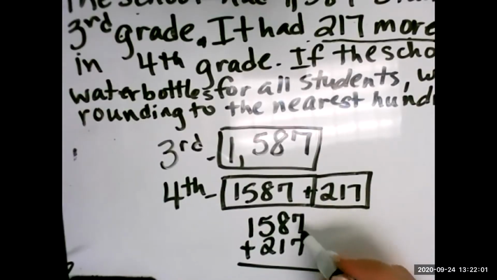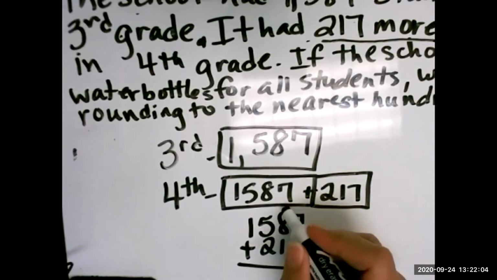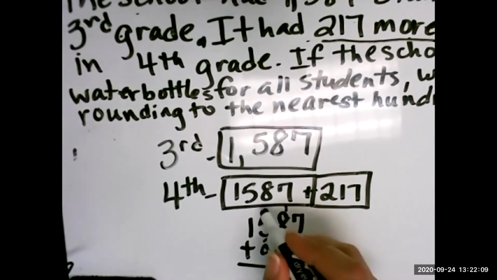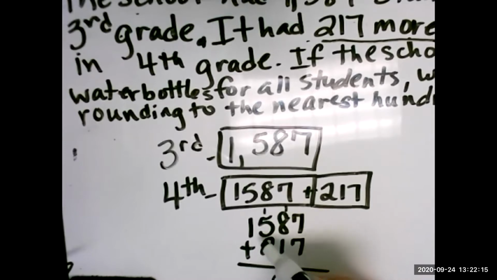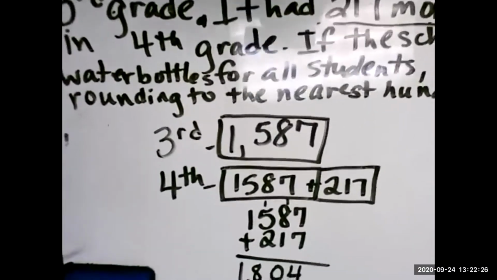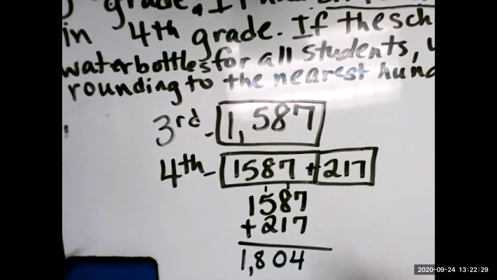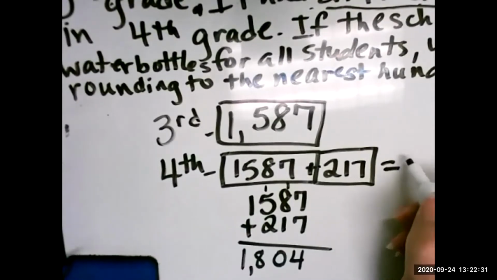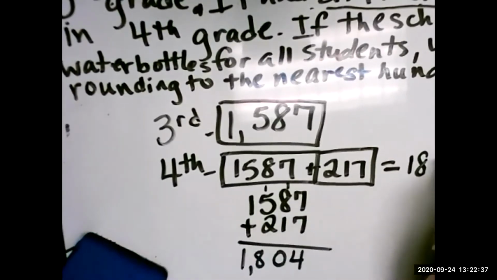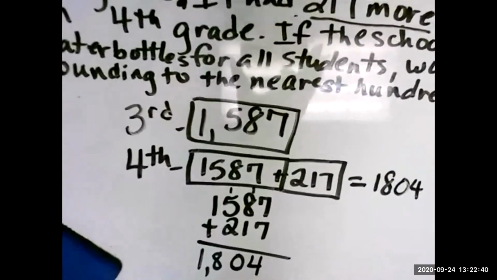So 7 plus 7 is 14, so I'm going to put the 4 down, carry the 1 up. 8 plus 1 is 9, plus 1 more is 10, so I'm going to put the 0 down and carry the 1 up. 5 plus 1 is 6, 7, 8, and then 1 plus nothing is 1. So my total for the 4th grade came to be 1,804, okay? So I can then put that over here. I can say 1,804. Whoops, it would help if I put the 0 in. Sorry about that. Okay, so there's that.